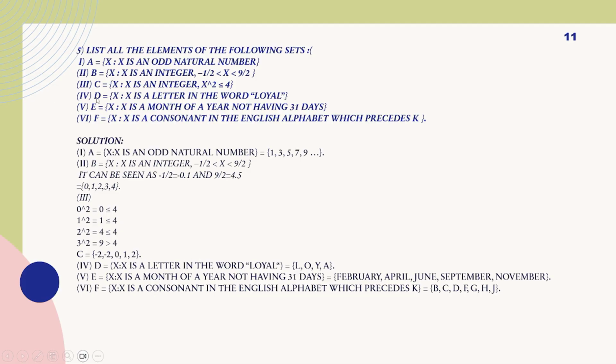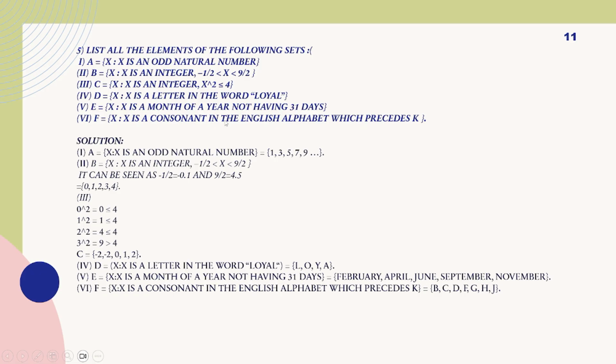Now let's discuss the fourth question. x is a letter in the word loyal. As we saw in the word loyal, L is repeating, so we only write L, O, Y, A. We will not repeat the same letter. x is a month of a year not having 31 days. We will see the months that are not having 31 days. January has 31 days. February does not, it will have either 28 or 29 days, so it is included. April is not having 31 days. June, September and November.